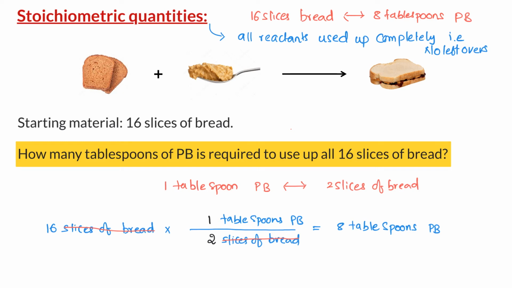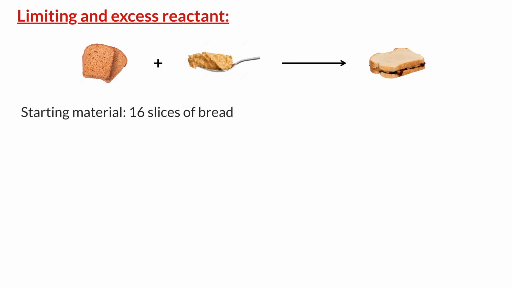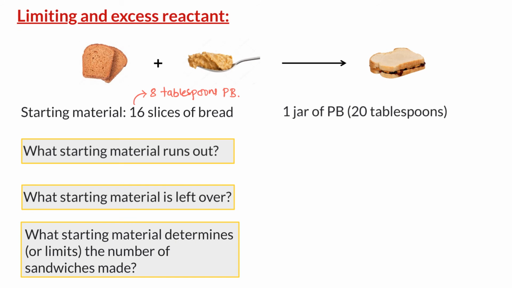But in reality, most of the times, we don't start with stoichiometric quantities of reactants in a reaction mixture. For example, we already know that we have 16 slices of bread, which requires 8 tablespoons of peanut butter. We now look into the kitchen to see how much peanut butter we have. We found out that there is a new jar of peanut butter which consists of 20 tablespoons. Now, pause the video here and try to answer the following questions.